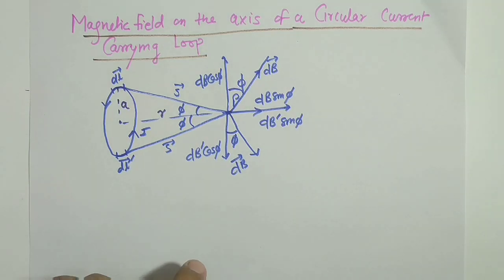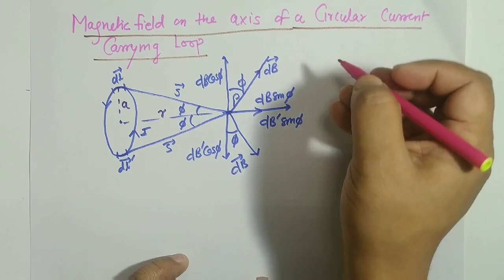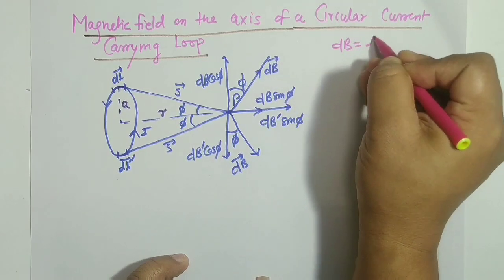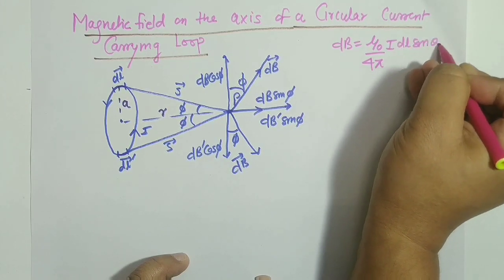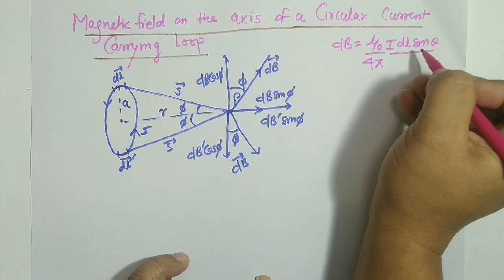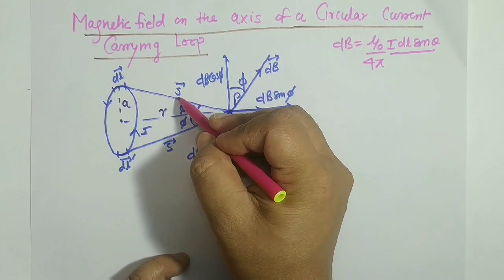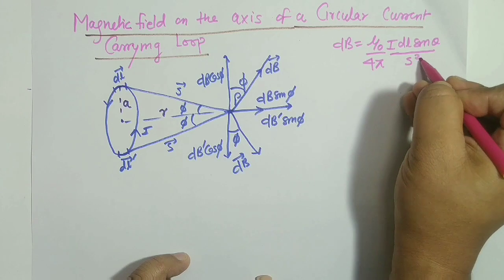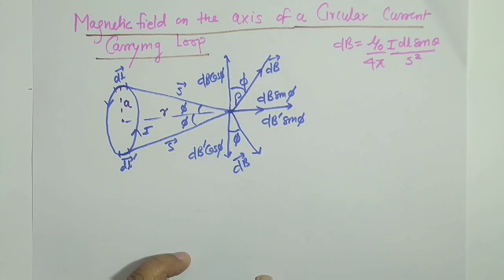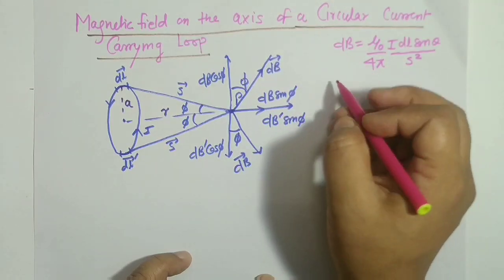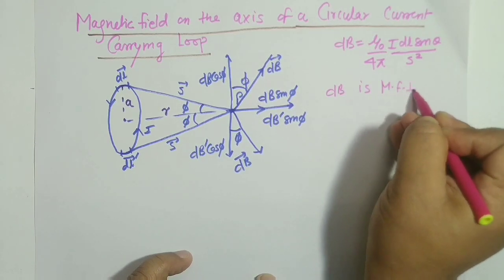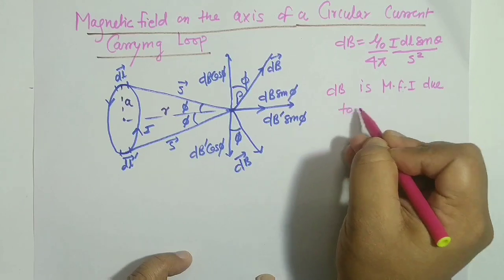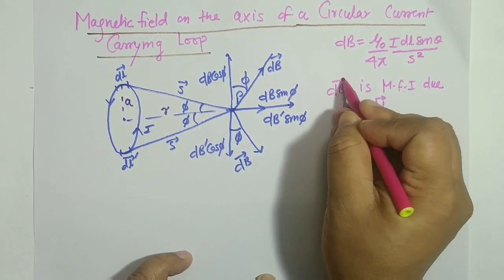Very simple. And I know what dB is. All of you know that dB at any point is mu naught upon 4 pi I dl sine theta upon the position vector distance squared. Here the position vector is S, so S square. Are you getting it? Now simply see what happens in this case. First of all, dB is the magnetic field intensity due to the IDL current element. Are you getting it?